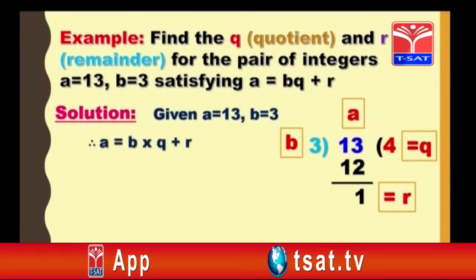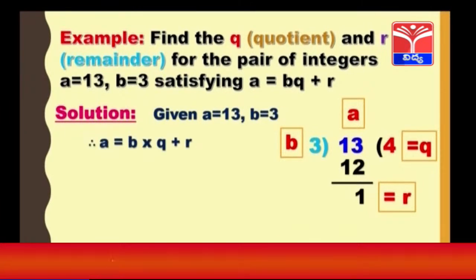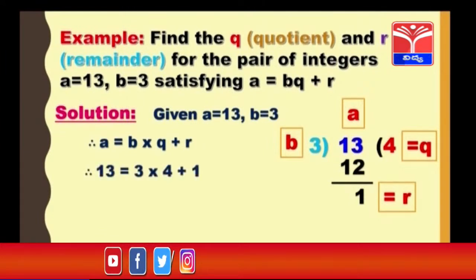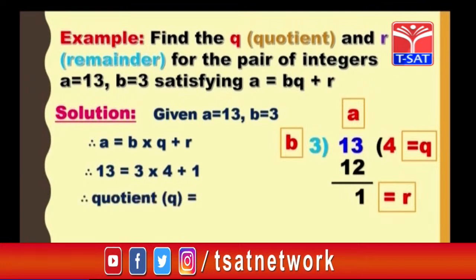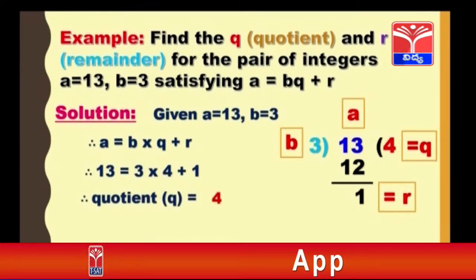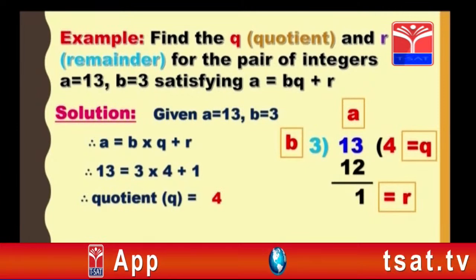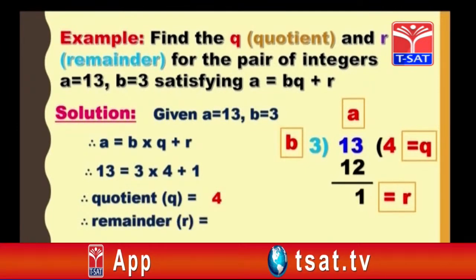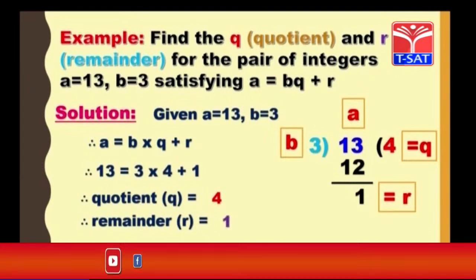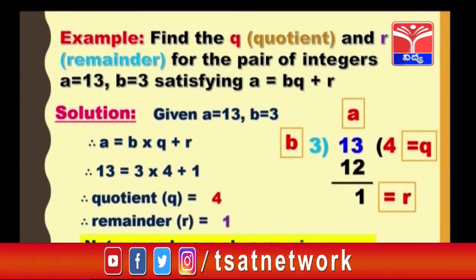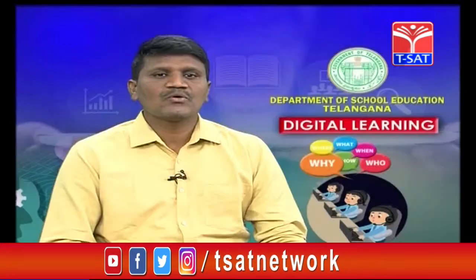Let us use Euclid's division lemma. A = BQ + R, so 13 can be written as 3 × 4 + 1. Therefore the quotient q is 4 and the remainder r is 1. Here you should note one thing: the quotient and remainder are always unique. For any dividend and divisor, the quotient and remainder are always unique.